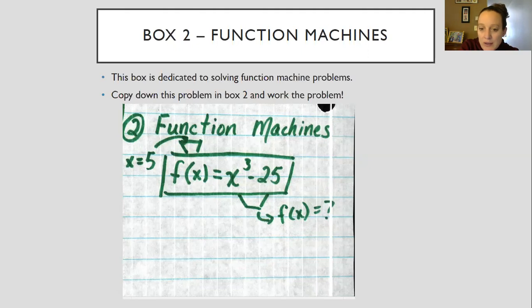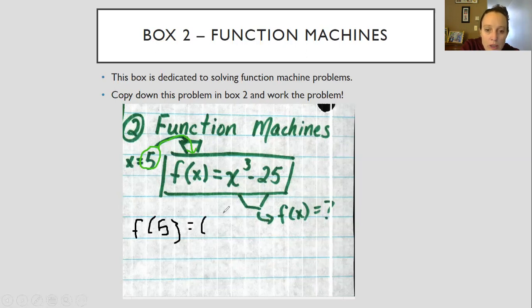All right, so let's try this one. Again, I'm looking at my input. So here is my input. It goes into this machine. And so we need to write out what that machine now does. So I have f of 5. My parentheses are really hard to write, I apologize, guys. So that's f of 5 equals.